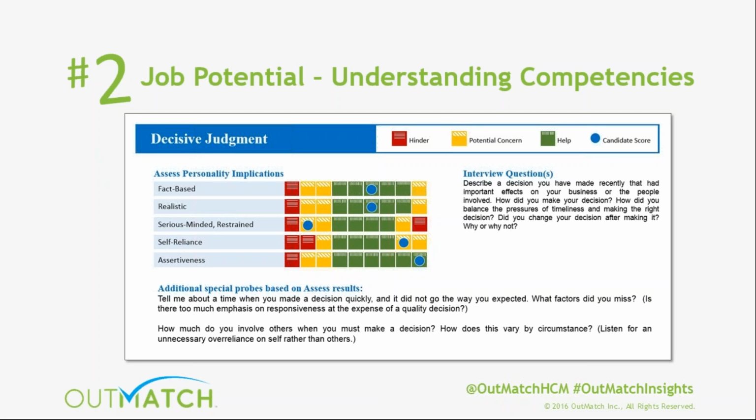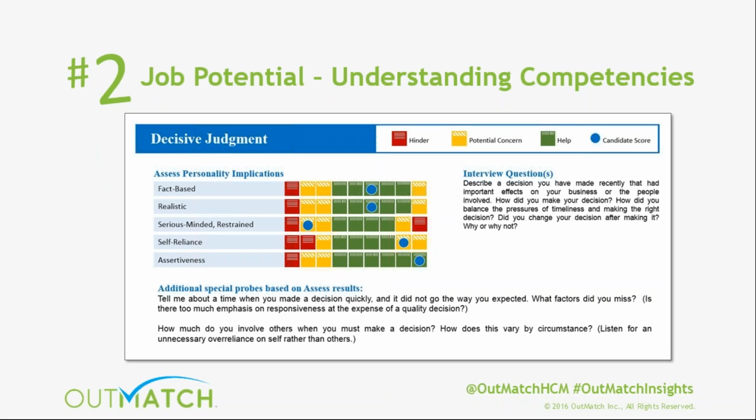So now I know where this person falls for the competency of decisive judgment, and I can make a determination around what's most important for me. Obviously, this person scores well in fact-based and realistic and assertiveness. I want to dig in a little bit more on serious-minded and self-reliance, right, and see what that means in relationship to this person and to the role.